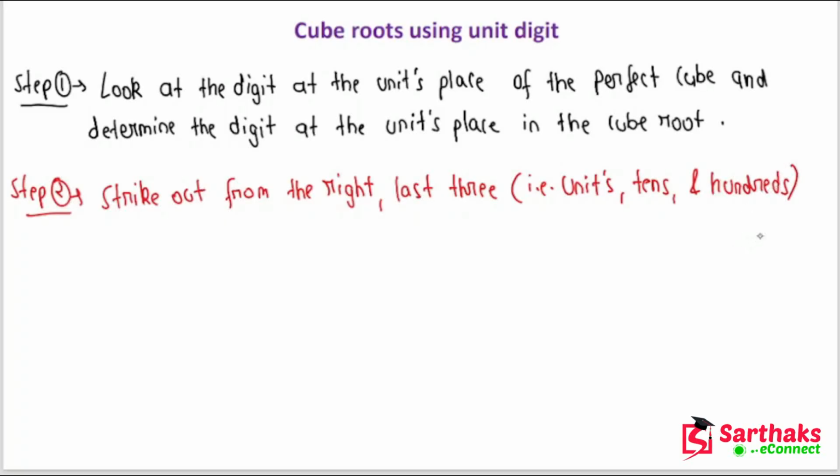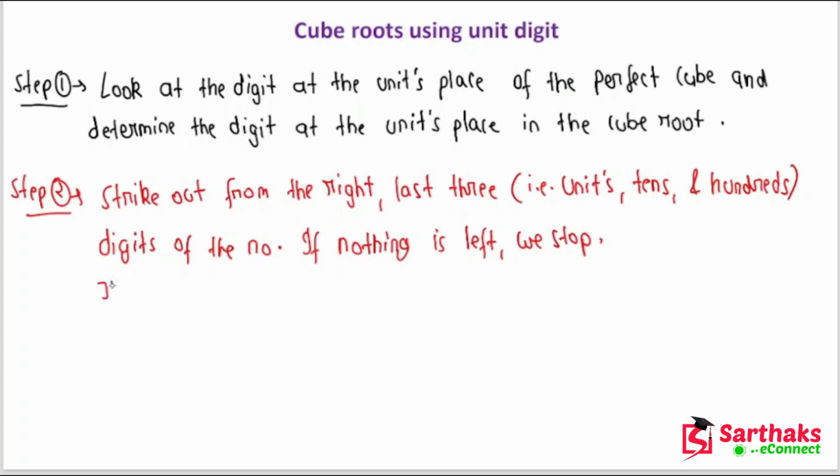Okay, so strike out these digits from the right, the last three digits. Strike out from the right the last three digits of the number. Okay, if nothing is left, suppose your number is a 3-digit number and you will have nothing left after that, like 343, then we stop there. The unit digit is the only cube root, so it is actually the cube of a single digit number. Okay, if nothing is left, we stop.